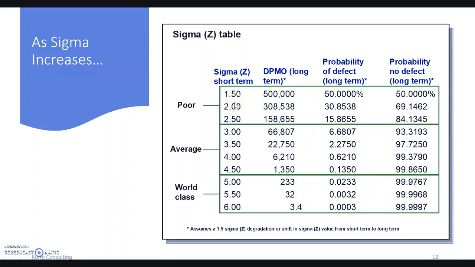That's not a good process at all, right? Really, really poor. Contrast that with a higher sigma score process, like I mentioned before, a 6 sigma process, 3.4 defects per million, which is now the probability of a defect is basically 0.0003%. Okay, that's a really, really highly effective and efficient process.